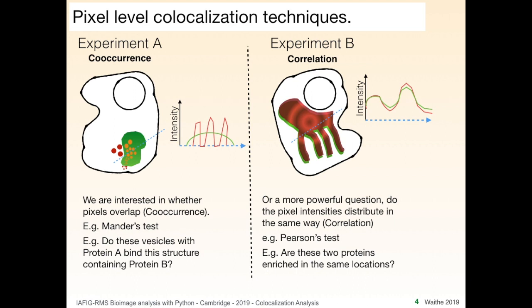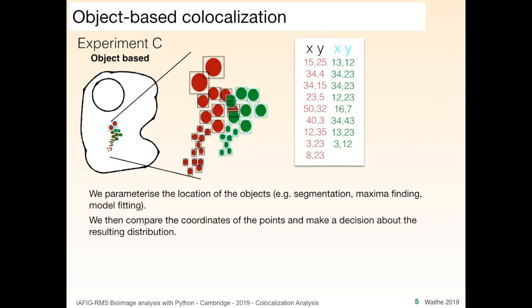Both of them work on individual pixel levels, as in we're not doing some kind of parameterization of the objects. We're comparing the pixels, but this doesn't require thresholding. Here we're looking at the raw pixel intensities in both channels and comparing how the distributions are. And this is really exemplified by the Pearson's test, which is a measure of correlation, and it's used for doing this colocalization. Okay, we will go into that in more detail.